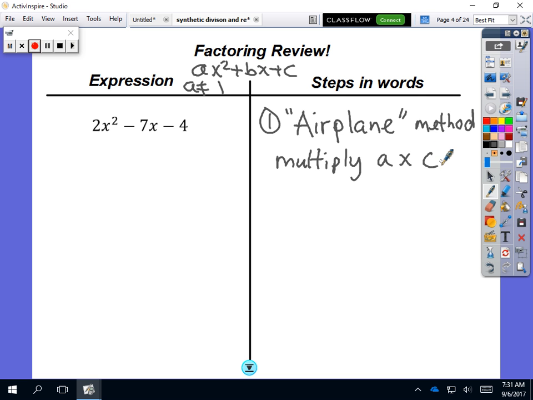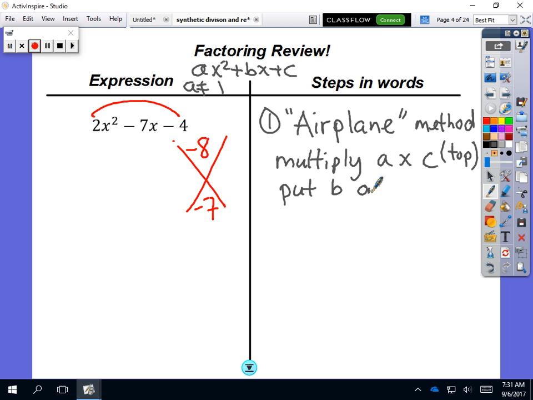Okay, so we're going to multiply a times c. So I have 2 times -4, and that number goes up here, so it'll be -8. And we're still looking for numbers that add up to b, -7. Multiply a times c, and that goes on top. Put b on bottom. So we're looking for factors of -8 that add up to -7. So that's going to be -8 and 1.